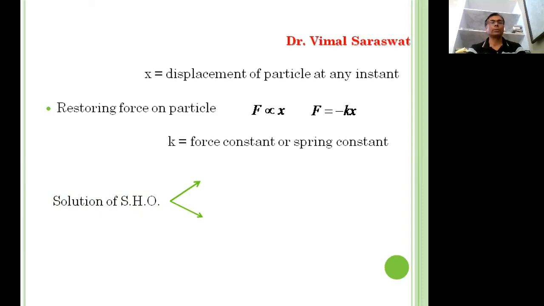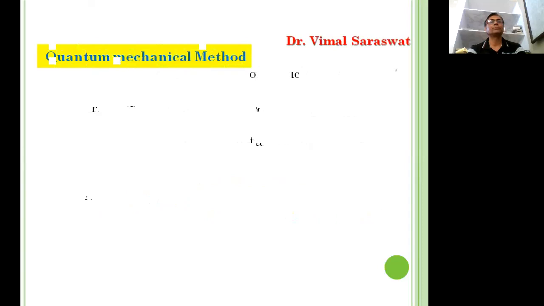As I already told you, the problem of the simple harmonic oscillator can be solved by two methods. One is the classical method and the other is the quantum mechanical method. So here we will discuss only the quantum mechanical method, the eigenfunction.